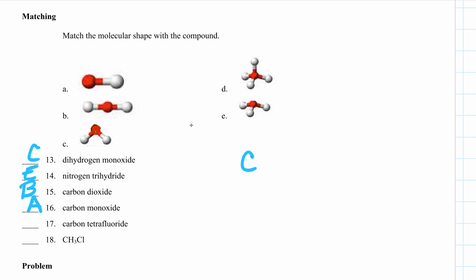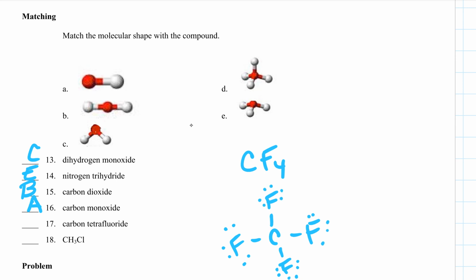Carbon tetrafluoride, CF4. Carbon in the center, fluorines on the outside. Now I'm drawing in a bunch of lone pairs around the fluorines, but notice they're not around that central atom, not around the carbon, so it's not going to influence the shape. So we have 4 areas of electron concentration, 1, 2, 3, 4 around that central carbon. That's going to give rise to a tetrahedral pattern. It's going to look like D. All right, so number 17 is D.